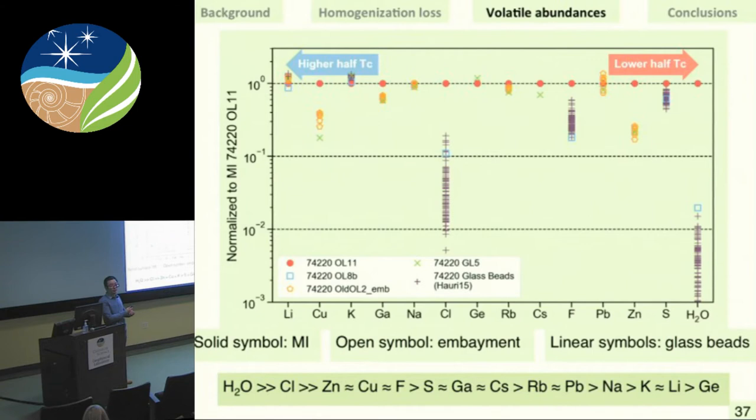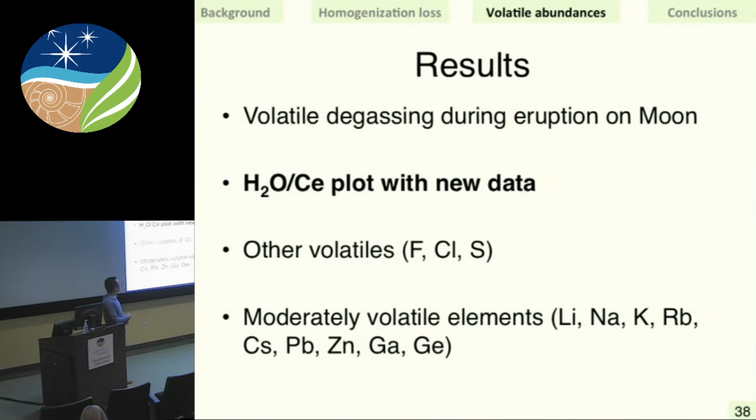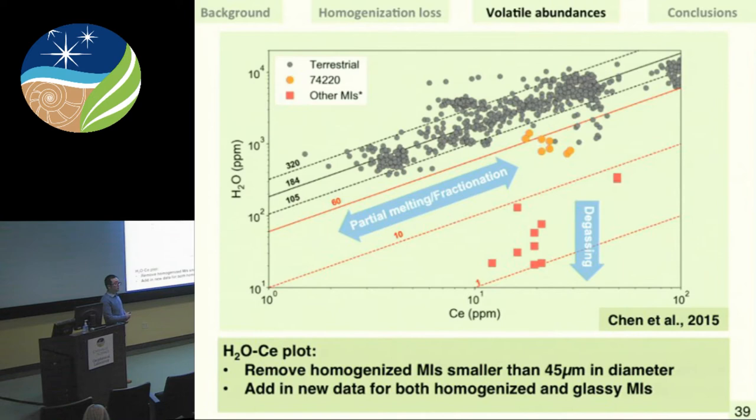And this volatility trend is also different from the trend by the experiments of Norris and Wood in 2017. And it tells us that maybe the bulk concentrations in the magma and also the low pressure on the moon has an effect on the volatility scale.